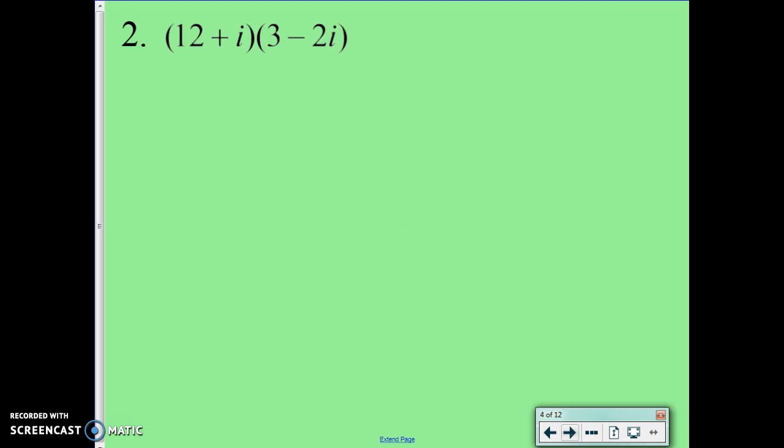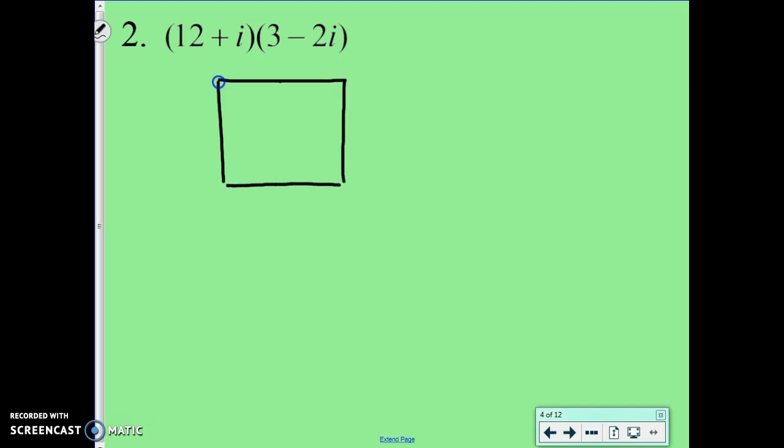In this next equation, again, 12 plus i times 3 minus 2i. Similar problem. Now we have a coefficient on the i. It just means I have 2 i's instead of 1 i. So go from a cyclops to a normal human being. That was funny in my mind.